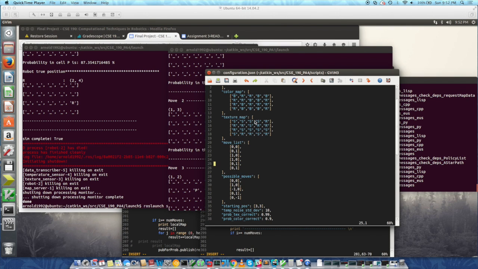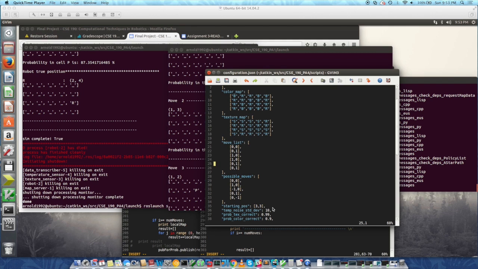We based our project on an extension of PA1 Bayes filter. In order to further enhance the accuracy of the localization algorithm, we added an extra sensor which we called the color sensor. In the configuration file, you can see that we added a color map and a prob color correct.